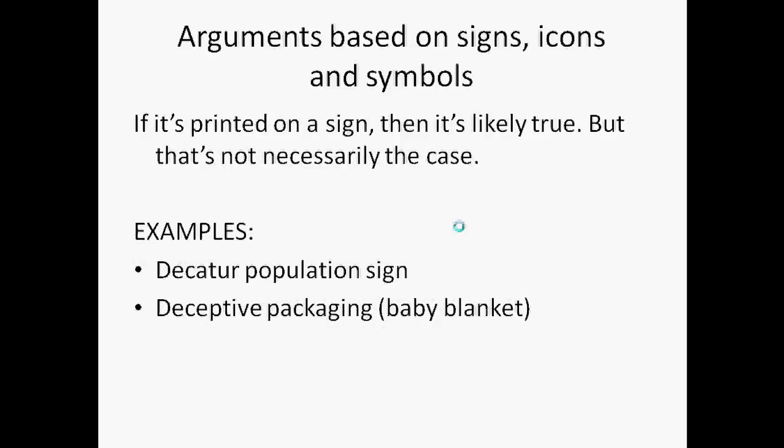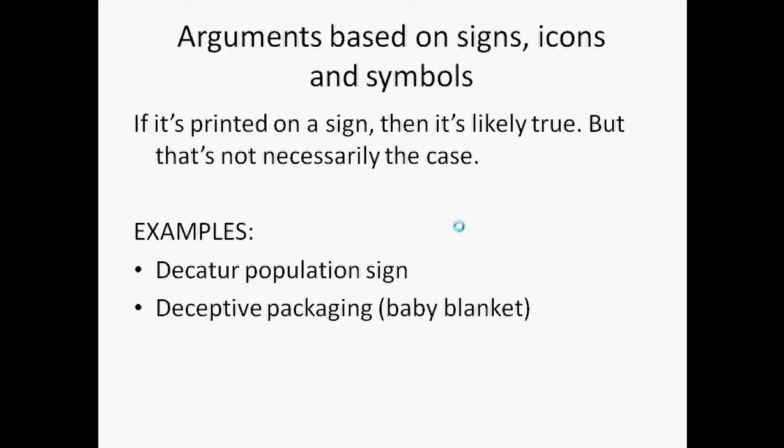Arguments based on signs, icons, symbols. There's a certain degree to which if there's something printed, we're going to go ahead and accept it as true, but that's not necessarily the case. One I like to use is the population signs. This isn't just the case with Decatur. There's one really big one by the airport in Decatur, and it says the population of Decatur is like 93,000. Well, that sign's from the 80s when the population was 93,000.